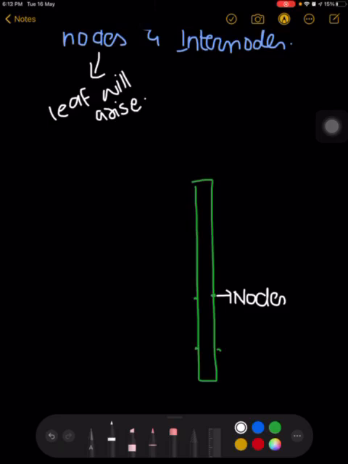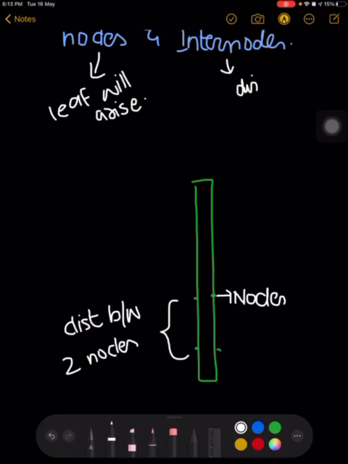Basically, the distance between two nodes. The distance between two nodes is known as an internode, right? This is basically the internode.